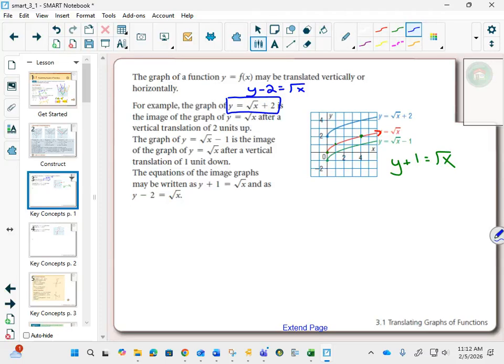Like, how else could I attempt to confuse you? Oh, what if I wrote it like this? Could that confuse you? Possibly. What have I done? Just put the 2 first. So sometimes we have to rearrange things until we're in our comfort zone and be like, this is the same as that. It's still going to move the graph up 2 units.